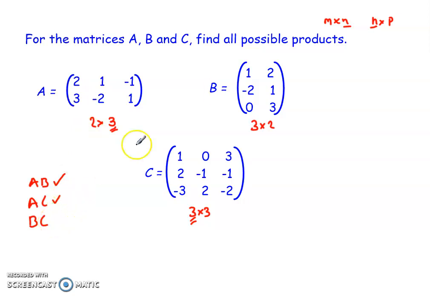I'm then going to look at BC. Well, B is a 3 by 2, C is a 3 by 3. So the number of columns here is 2, the number of rows here is 3. They don't match up, so I cannot calculate BC. That is one calculation that we cannot do. So I'm going to just do AB and AC just to give you examples of how to do these calculations.